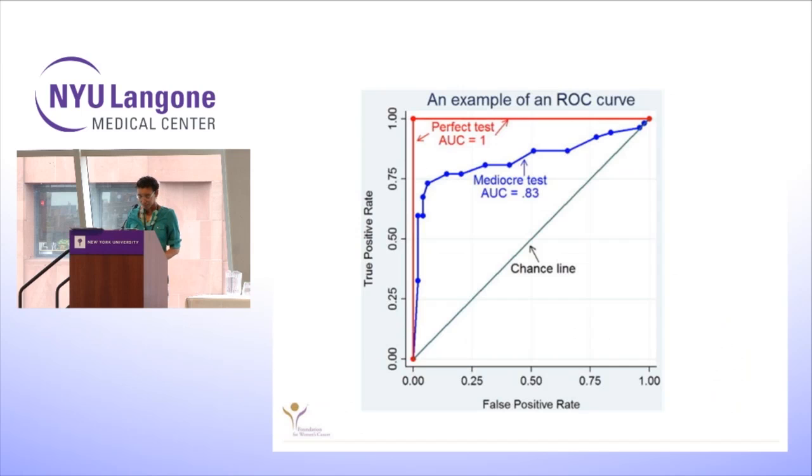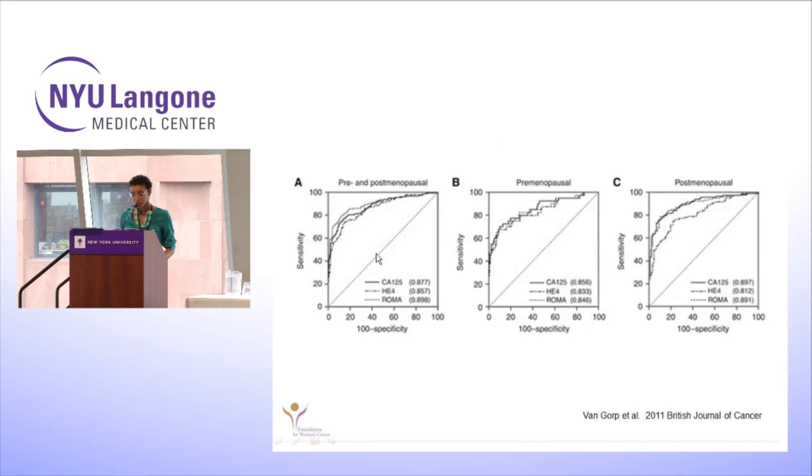The perfect test is always positive and never has a false negative. And that corresponds to this inverted L here. Chance alone, so a 50-50 shot in the dark, ends up being kind of this diagonal. And most tests are unfortunately relatively average, and they end up around here. And unfortunately, that's around where CA125 is. This is from a paper from 2011 comparing CA125 to 2 other possible biomarkers, HE4 and then a ROMA proprietary algorithm. And the CA125 is in dark.